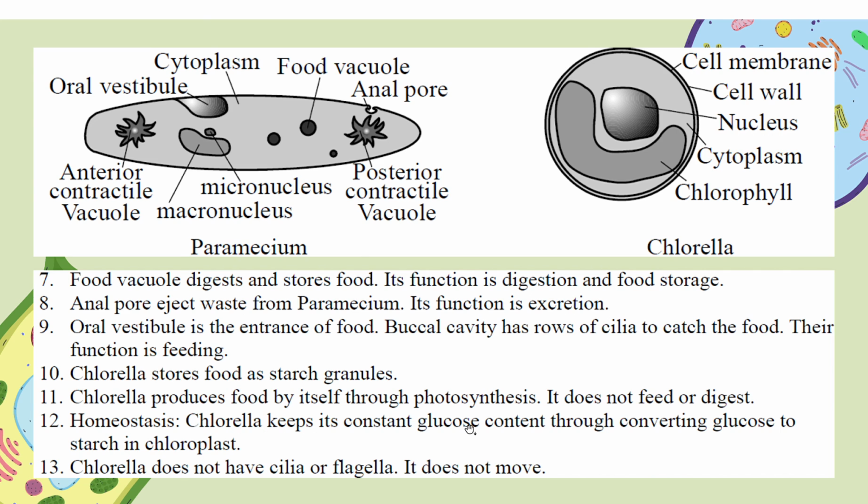Gorilla keeps its constant glucose content through the conversion between glucose and starch. And gorilla does not have cilia or flagella. It does not move by itself. It floats in the medium, water.